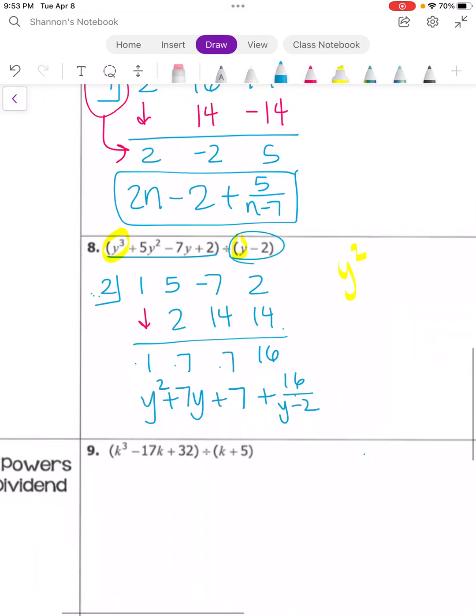Notice that each time, this number here at the end is lining up to be our remainder. And right in front of it, I have the constant and then the linear term. So here I have the constant, the linear term, and then the quadratic.